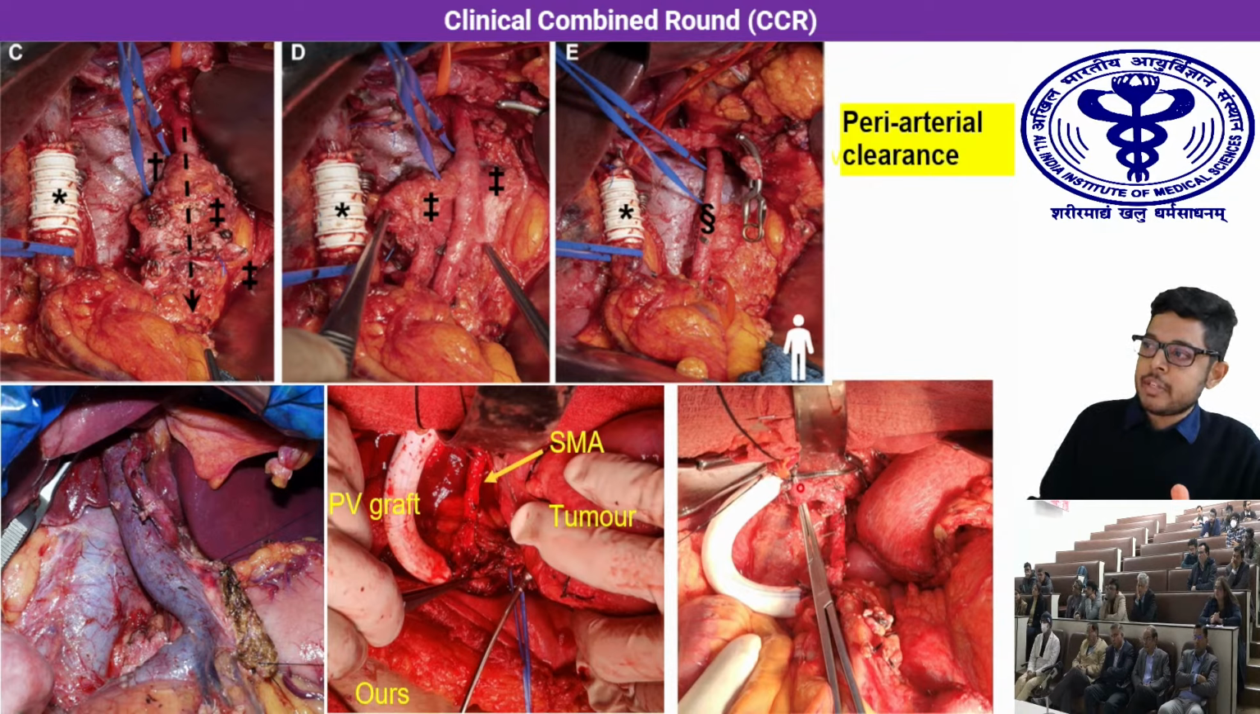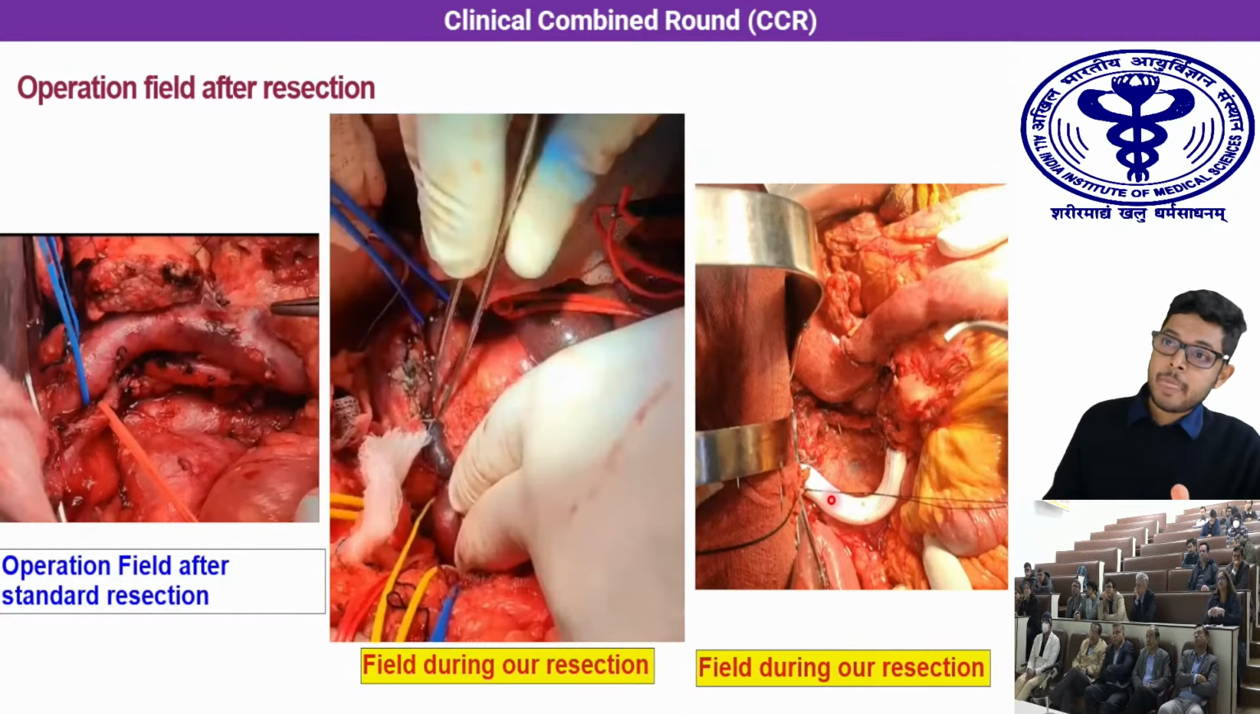And this right angle is hooking around the replaced right hepatic artery. As we saw in imaging, there was a replaced right hepatic artery which is arising from the superior mesenteric artery here. So this is something that additionally we had to do. We had to clear all the periarterial tissue, periarterial clearance has to be done even at the root of the replaced right hepatic artery.